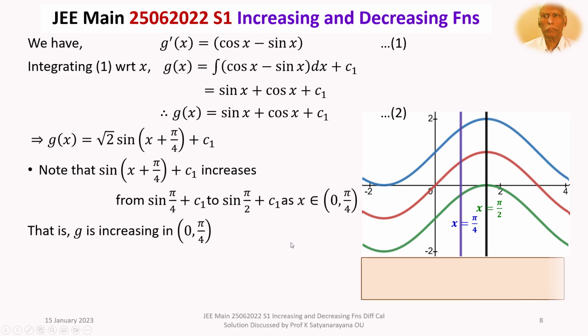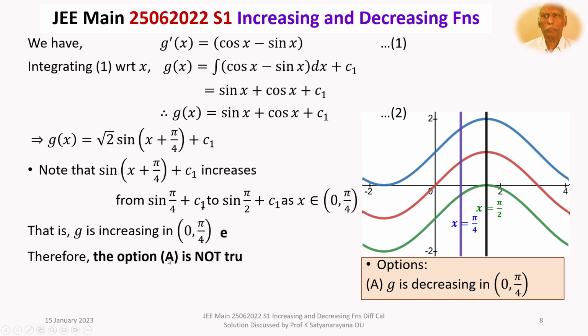But what is given to us in the options? Option A says g is decreasing, but we have derived that it is increasing. Therefore, option A is not true. Okay, we move on to the next stage.